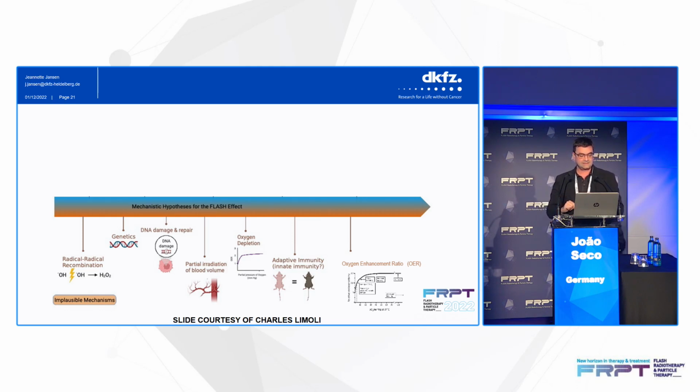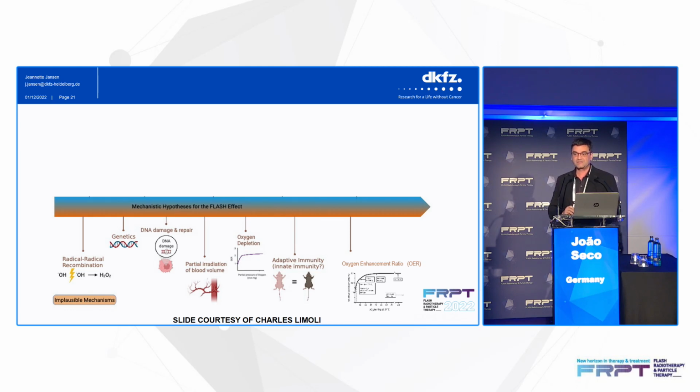So I see you've already seen the slides, probably some of you more than once, and you immediately see that the implausible mechanism somewhere in the middle there is oxygen depletion. So I'm going to insist on this idea that Jeannette was showing, right? Healthy tissue has higher oxygen, yet all the famous studies that started in 2014 show that healthy tissue is protected, while the tumor has lower oxygen and was not affected by flash.